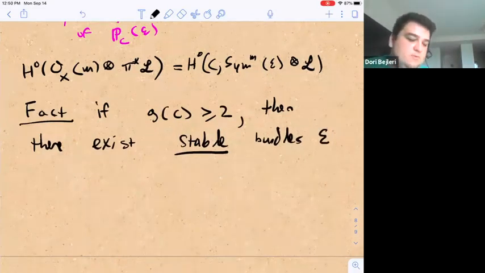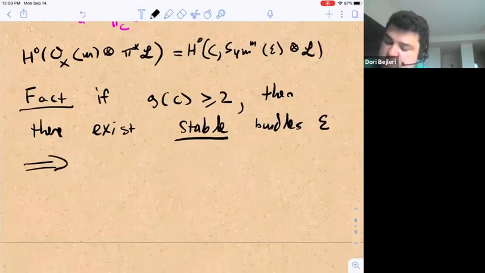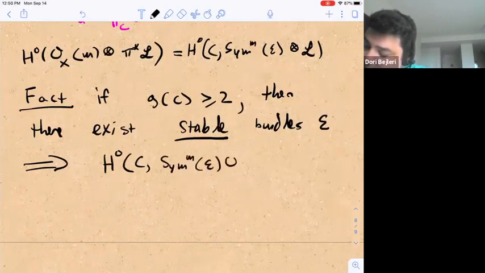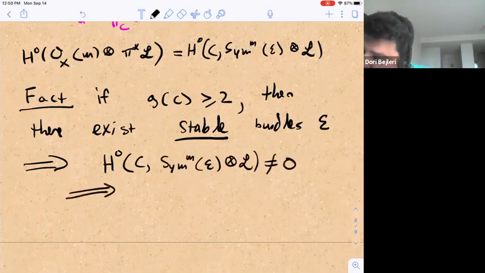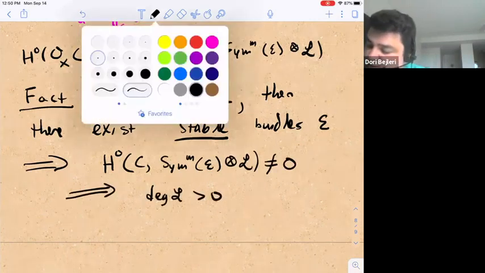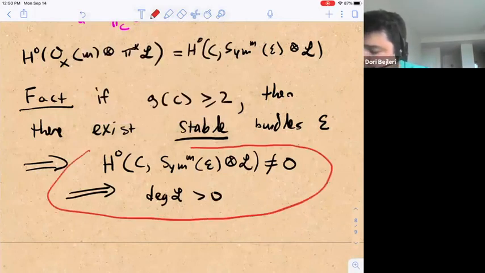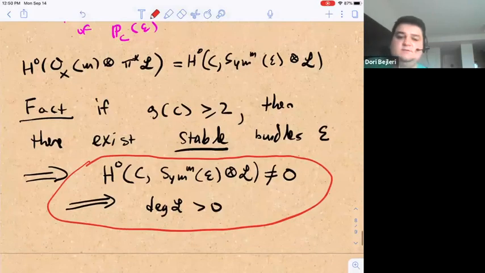And the important property of these stable bundles, I won't give the definition, is that for these stable bundles, if this space of sections is non-zero, then that implies that the degree of L is positive. So this is the important fact: if we started with E a stable bundle, then the only way we can have sections is if this L has strictly positive degree.